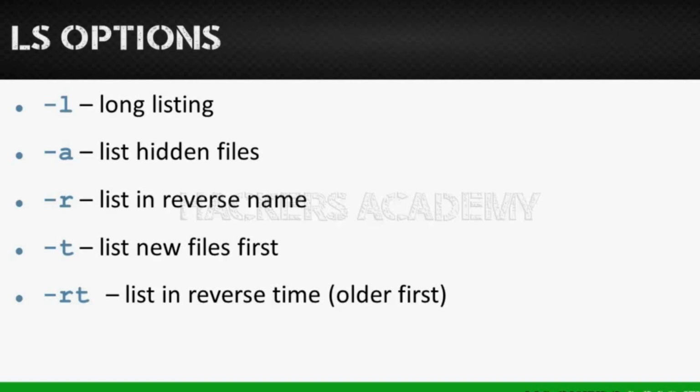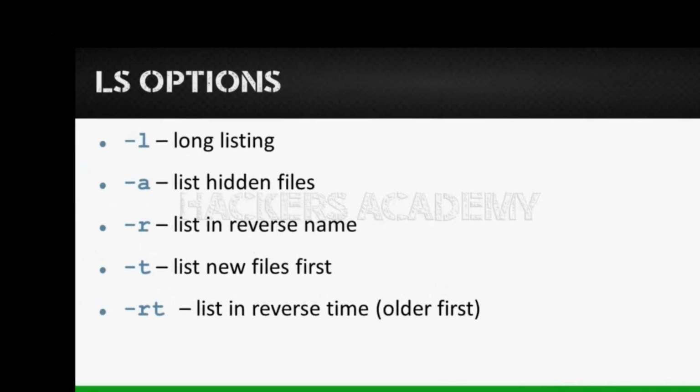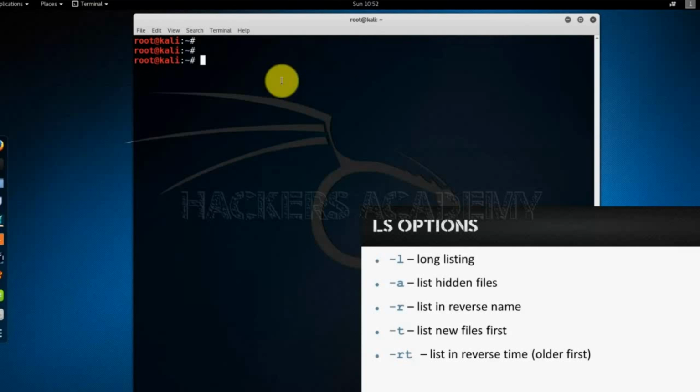If we use ls -a, it will show us hidden files. If we use ls -r, it will list the names in reverse order. If we use ls -t, it will show us new files first. And if we use ls -rt, it will show us a listing in reverse time, so older files and folders first. Let's see how this works.